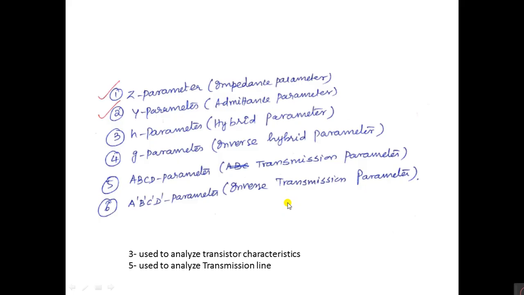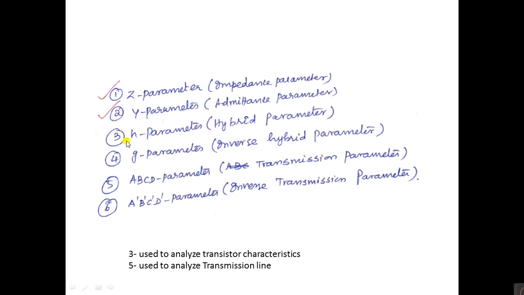Right? Now, the basic classifications of two-port network are Z parameter, that is called impedance parameter, Y parameter, that is called admittance parameter, then H parameter means hybrid parameter, G parameter, another name is inverse hybrid parameter, ABCD parameter, another name is transmission parameter, and A dash, B dash, C dash parameter, that is inverse transmission parameter.